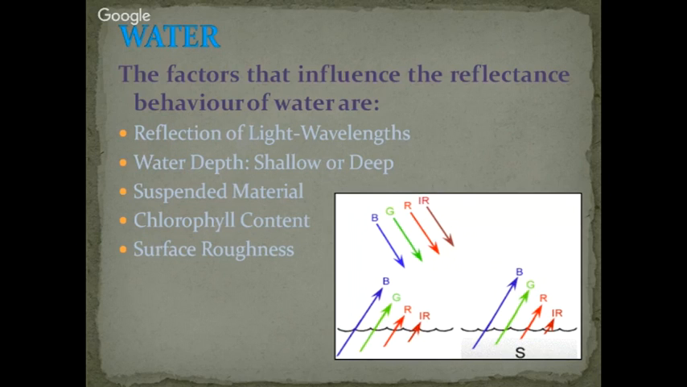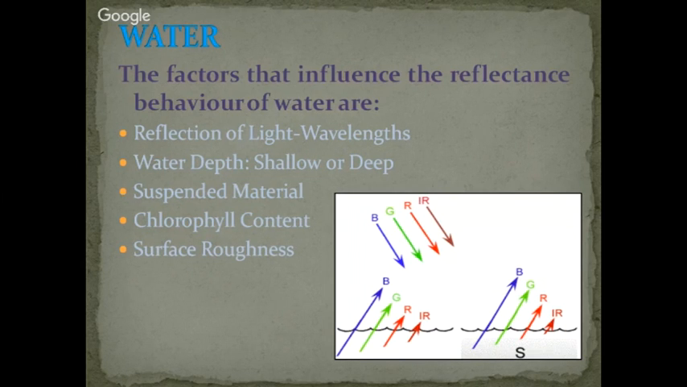But then the depth plays a very important role. If a water body is very deep, the energy which strikes the water surface will not be able to reach the bottom of the water body and get reflected back, which means that in case of a deep water body, almost the entire energy will be absorbed by water. So in that case, the reflectance will be very dark. Whereas in case of shallow water bodies, more energy will be reflected back, therefore it will appear in bright blue color. But then apart from that, we have suspended material.